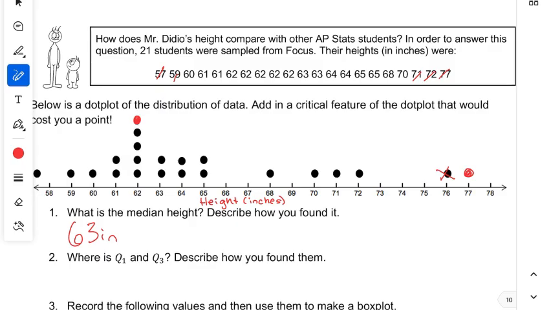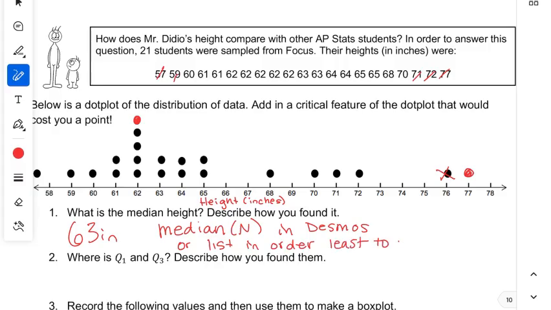So 63 inches. Describe how you found it. We know it's in the middle. You mark them out on both sides. We can also do median in Desmos. Or list in order, least to greatest, and find the middle.